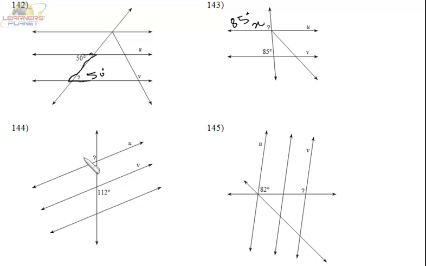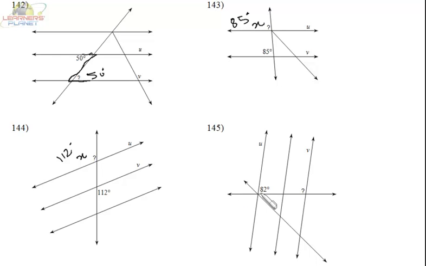This 112 and this missing angle, suppose it is X, are lying on the opposite sides of the transversal. So they are alternate exterior angles, and if they are equal, the lines U and V will be parallel. So it has to be 112 degrees.